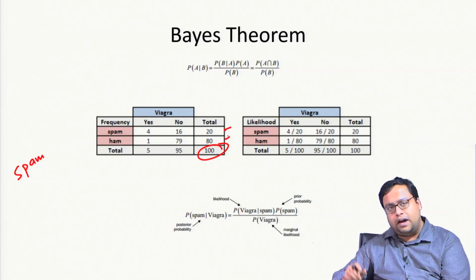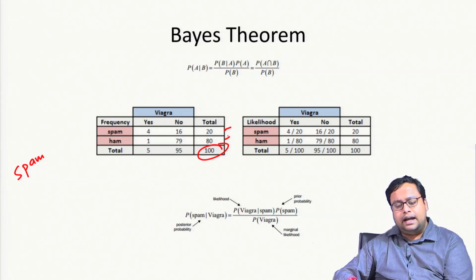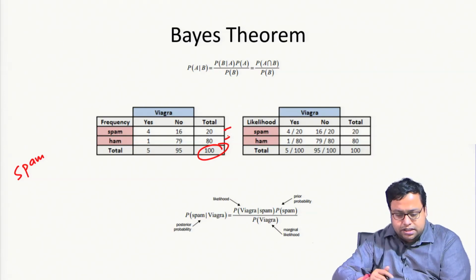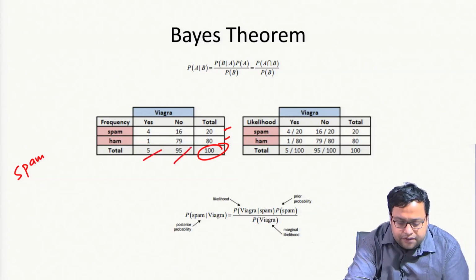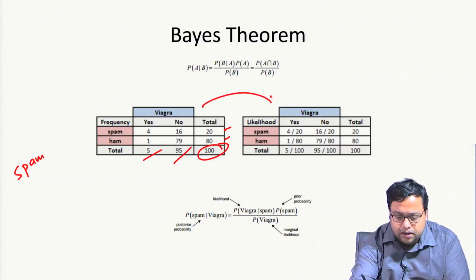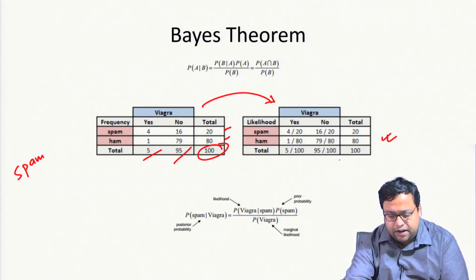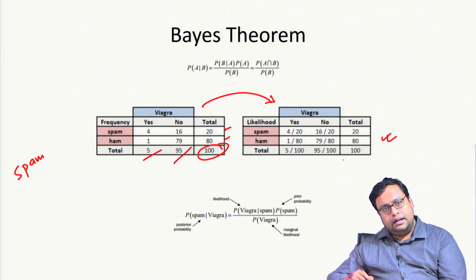There was a word called Viagra that is very common in US based spam mails, and you will see that out of these 100 SMSs or emails that you checked, 5 had the word and 95 did not have the word. And if I just convert this table to the probability table, it looks like this. So, 4 by 20, 1 by 80, 5 by 100, 95 by 100.